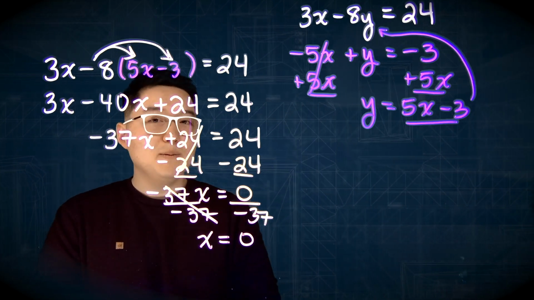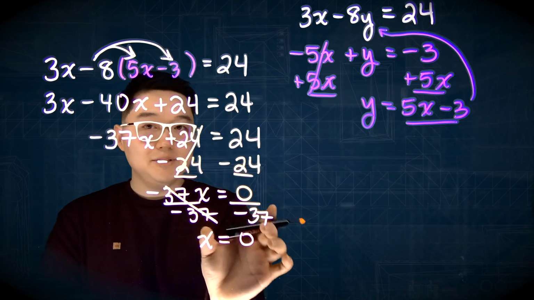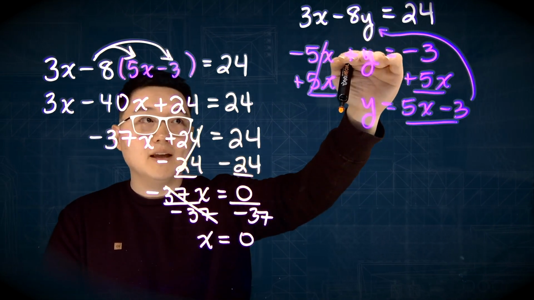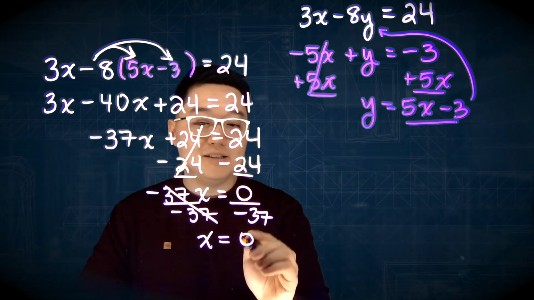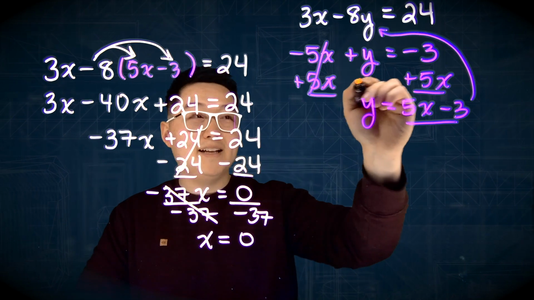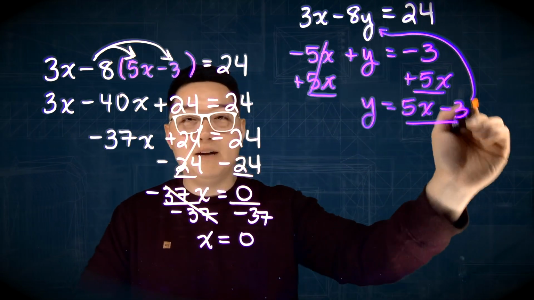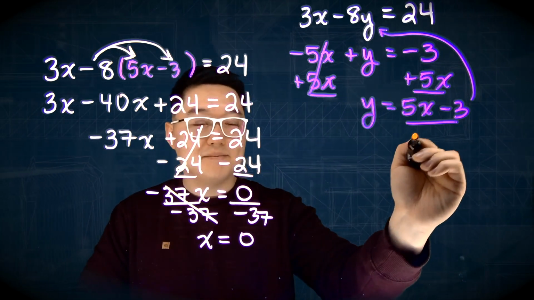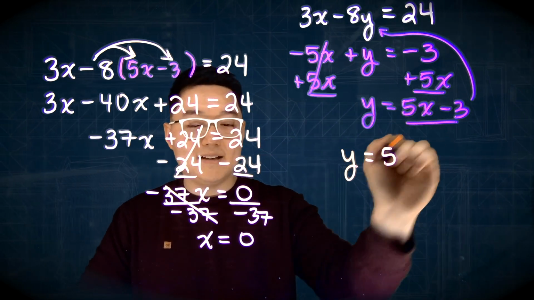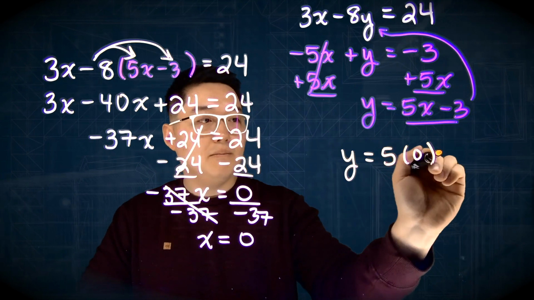Now, what about the y value? We're just going to substitute x equals 0 into either of these two equations. Let's just go ahead and substitute x equals 0 into the second equation. In fact, let's just substitute that into the equation that we had a variable y already isolated. So y is equal to 5 times x, which is 0, minus the 3.